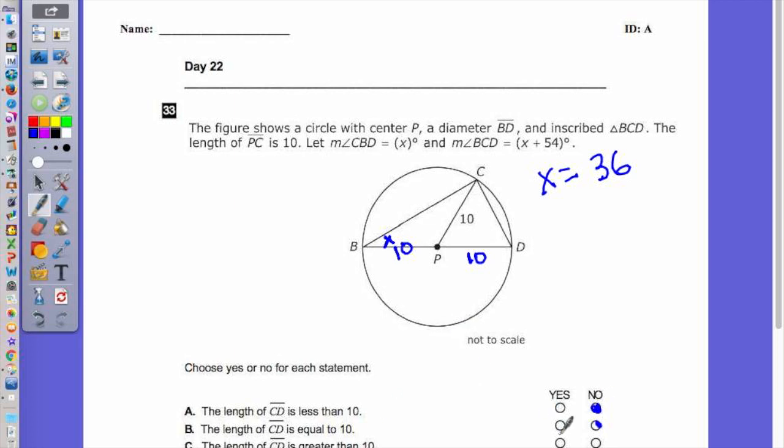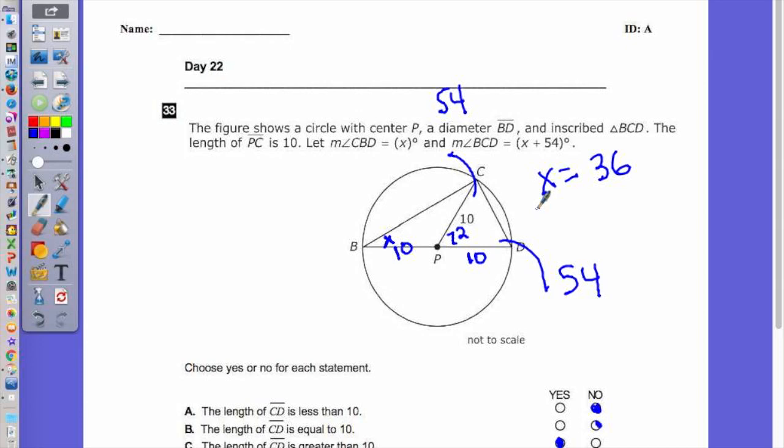The length of CD is greater than 10. How do we know that the length of CD, that is true. How do we know the length of CD is greater than 10? If we go back and finish filling this in, we would get that angle PCD is 54. This would also be 54, correct? Yes, because that's isosceles. Another isosceles. And this one's 72. So the side opposite the 72 has to be longer than the side opposite the 54. So you follow how I know that CD had to be longer than 10?